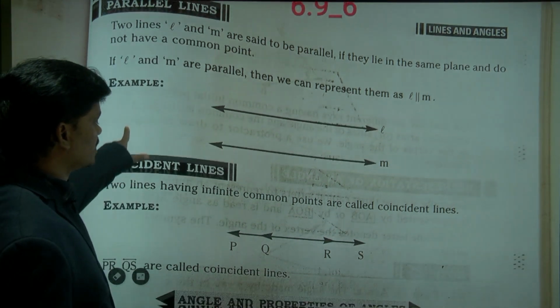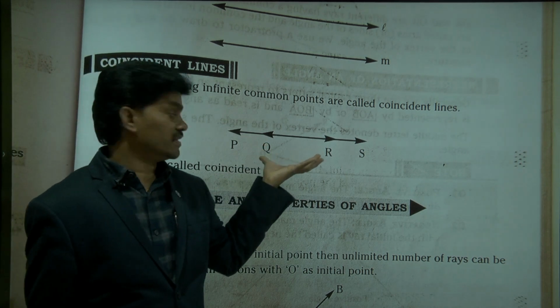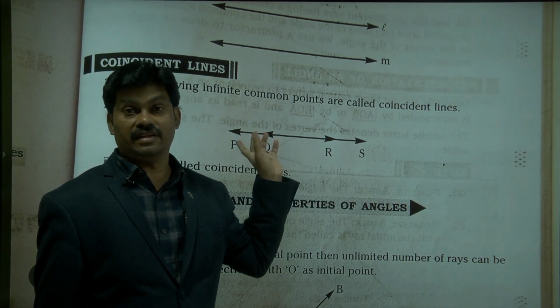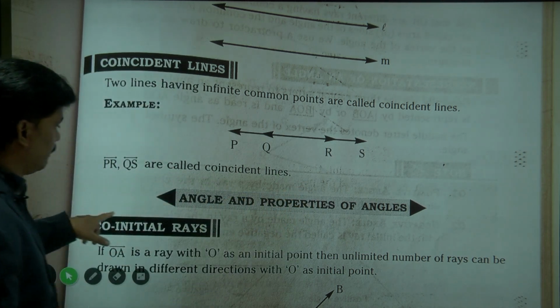Coincident lines. The 2 lines having infinite common points. See here, QR is a line and PS is a line. They have many common points. They are said to be coincident lines.